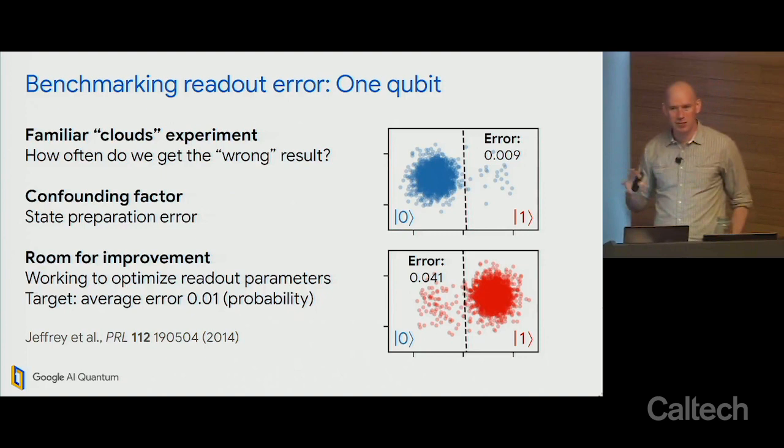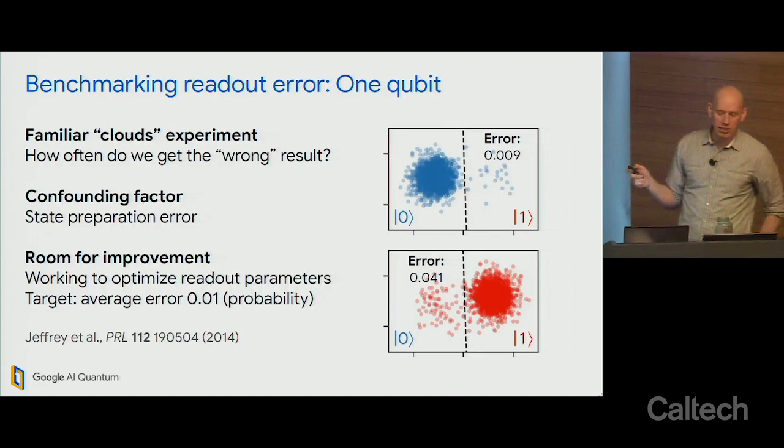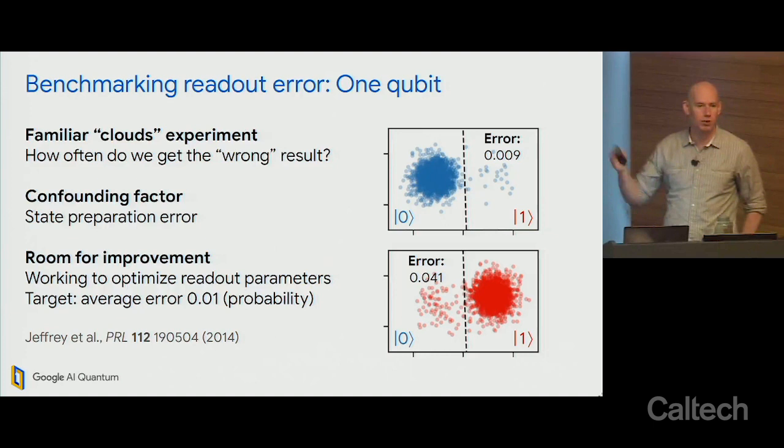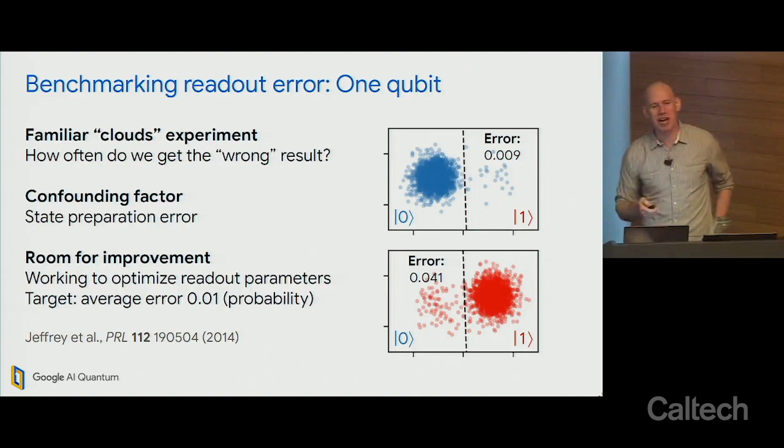There's room for improvement here. Like I mentioned, for example, a longer lifetime would help. And there can also be optimization of the readout circuit itself, which we're working on. And it would be nice if we had this error around 1%. And that's something that has been achieved in smaller devices. And we're working on upgrading that technology so it can work at scale. This is one qubit, though. And this presentation is kind of about making the whole system work.